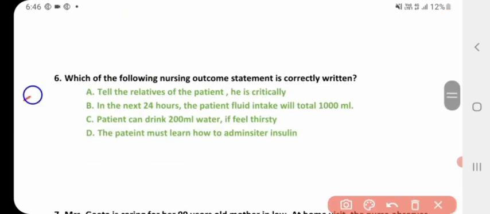Next, 6th. Which of the following nursing outcome statements is correctly written? A, tell the relatives of the patient he is critical. B, in the next 24 hours the patient's fluid intake will total 1000 ml. C, patient can drink 2000 ml water if he feels thirsty. D, the patient must learn how to administer insulin. So the nursing outcome statement correctly written is: in the next 24 hours the patient's fluid intake will total 1000 ml. Option B.